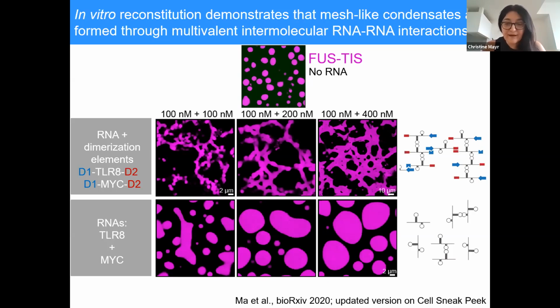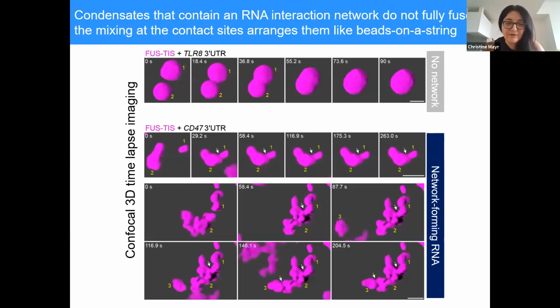But I mean, this all looks beautiful, but we still didn't really understand how the network is formed. And to look at this, we turned to 3D time-lapse imaging. So we really wanted to image fusion events that occur very early. On the top, I'm showing you FAST-TIS, where we added an RNA that is not able to form a network. And you can see there are two condensates that now touch and fuse, and in the end, they form a sphere-like condensate.